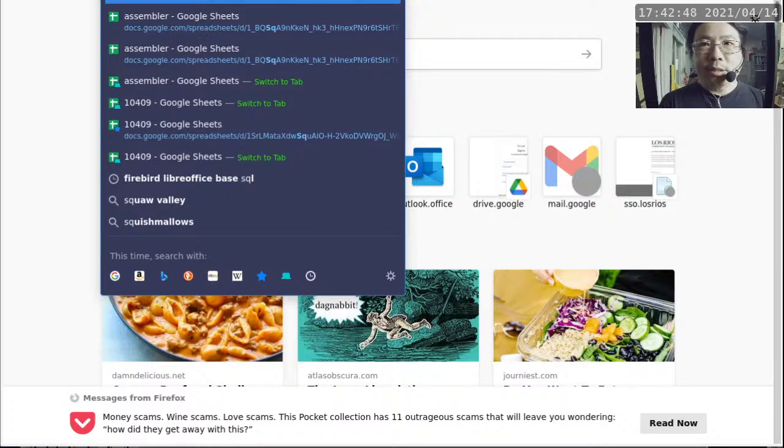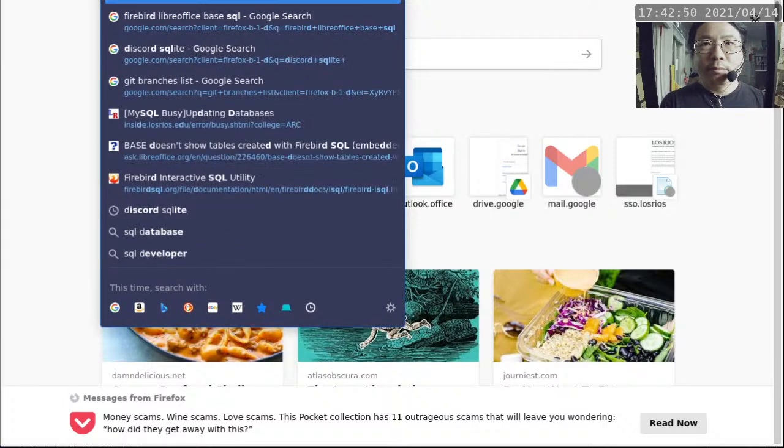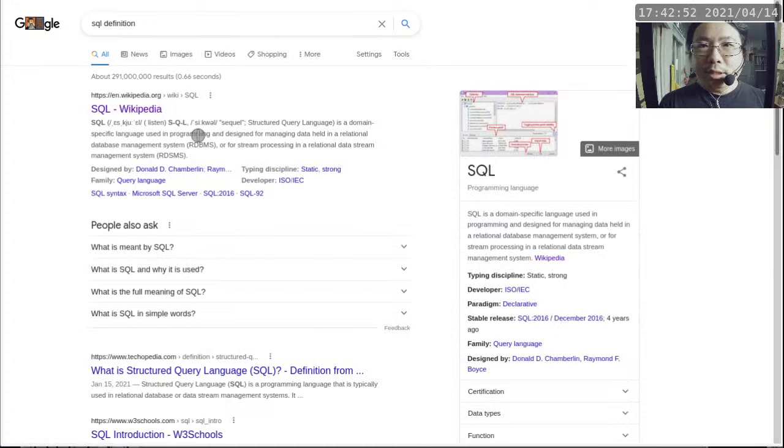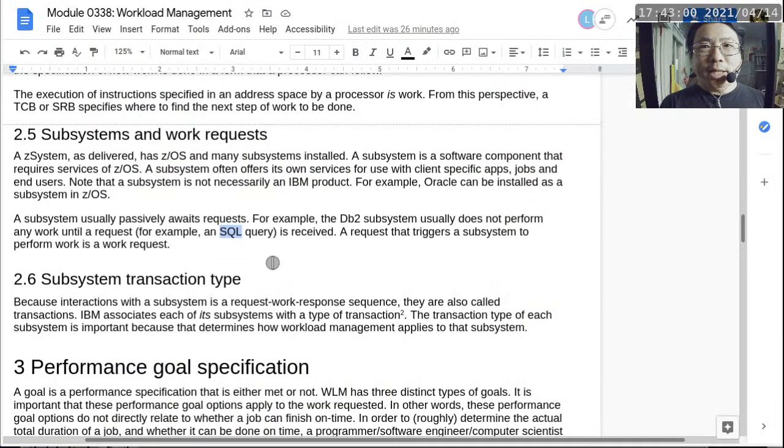I'm trying to find my glossary. Yeah, I can just look up, and it is structured. Okay, I knew I was wrong because I kept thinking it is standard, but it's actually structured. So it's structured query language.